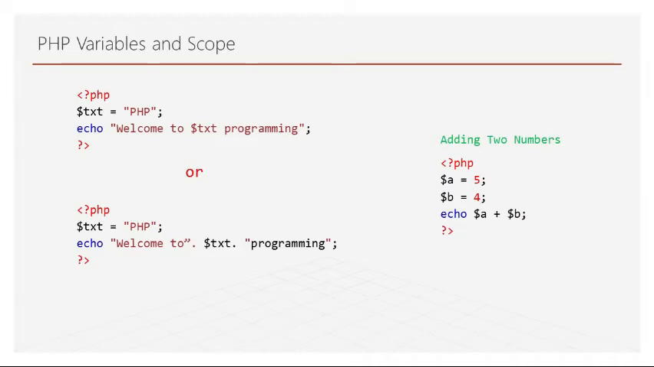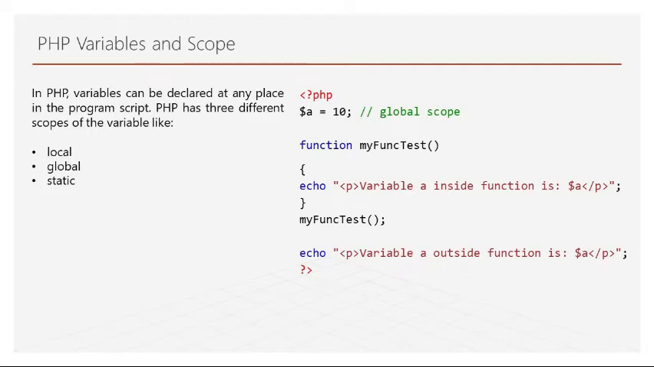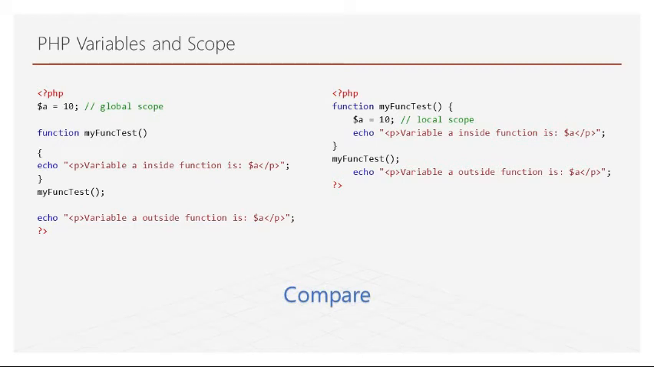Types of variables and their scope. In PHP, variables can be declared at any place in the program script. PHP has three different variable scopes: local, global, and static. Consider the example code below for better understanding. Compare the programs below and try to understand the different scopes of a variable.